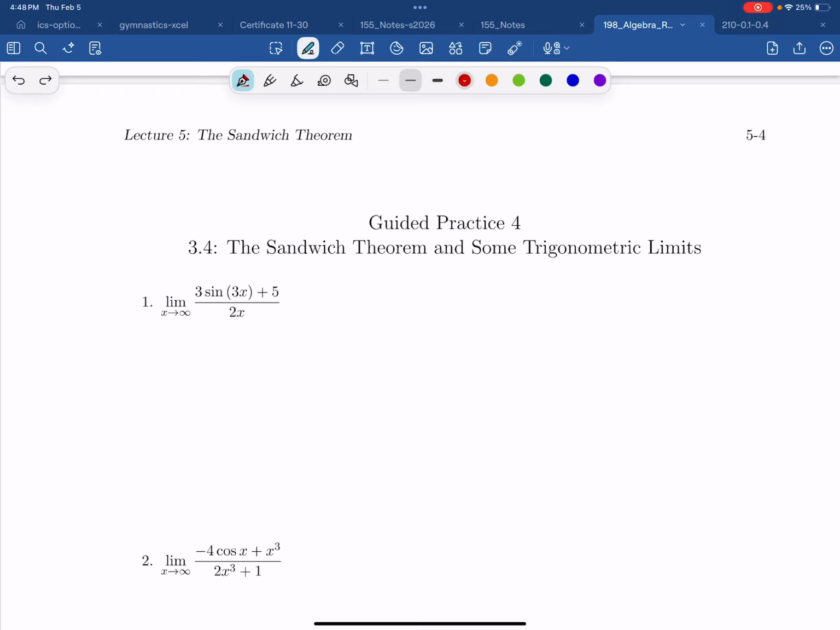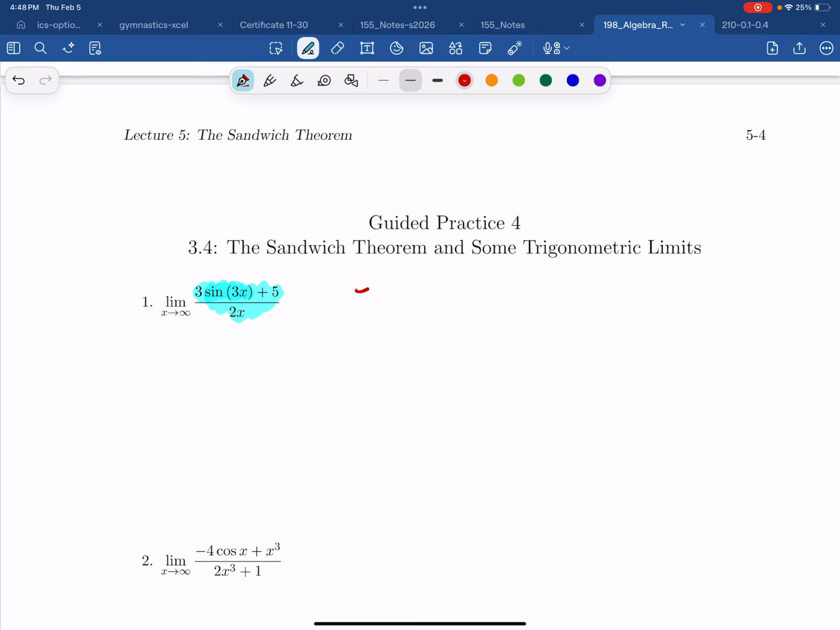Let's do some guided practice with section 3.4, the sandwich theorem. Remember, we're using this theorem to find limits with trig functions. So remember, we always start off by identifying the trig function, and then we keep adding on to it until we have our whole function, and then we also have the lower and upper bounds.